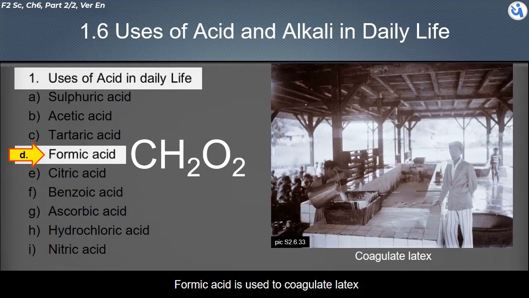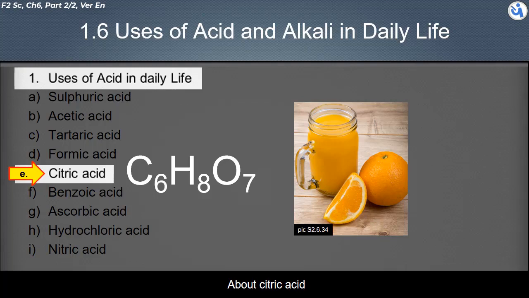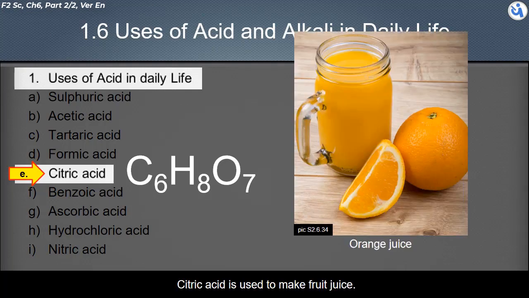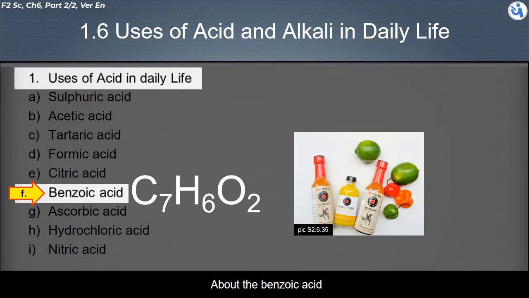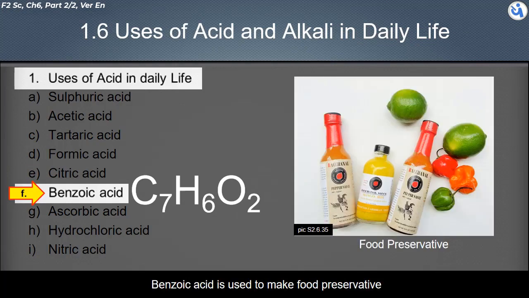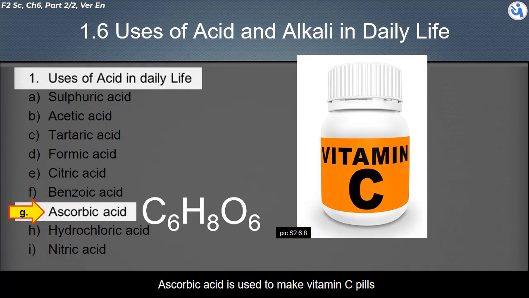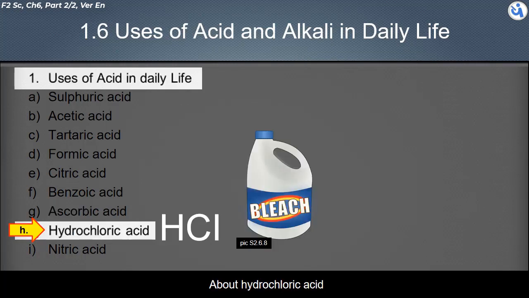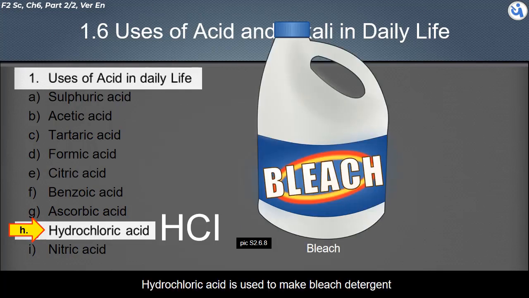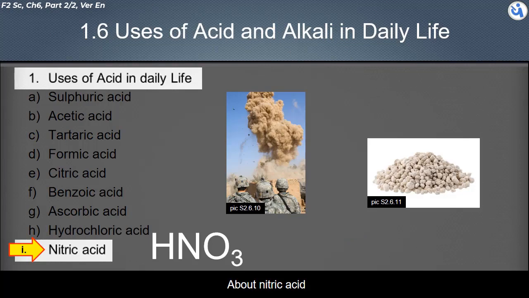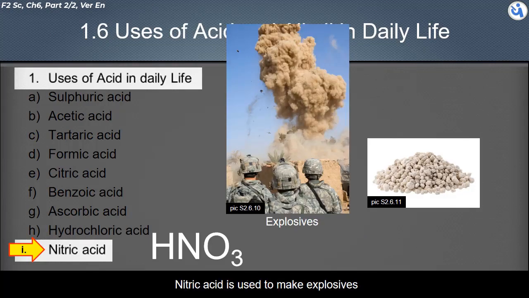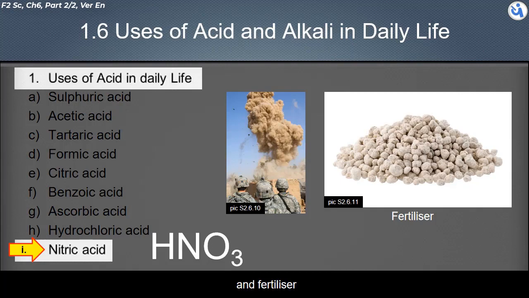About formic acid. Formic acid is used to coagulate latex. About citric acid. Citric acid is used to make fruit juice. About benzoic acid. Benzoic acid is used to make food preservative. About ascorbic acid. Ascorbic acid is used to make vitamin C pills. About hydrochloric acid. Hydrochloric acid is used to make bleach detergent. About nitric acid. Nitric acid is used to make explosives and fertilizer.